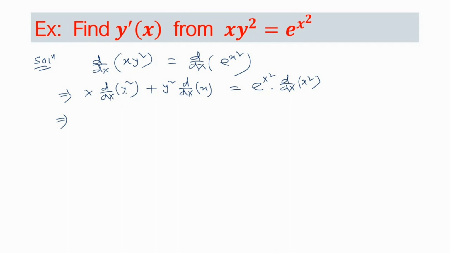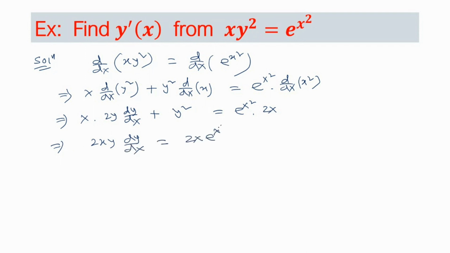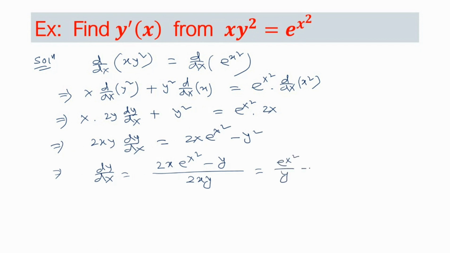So this implies here again apply the chain rule: x times 2y dy/dx plus y square is equal to e to the power x square times 2x. So now we'll simplify: 2xy dy/dx is equal to 2x e to the power x square minus y square. This implies dy/dx is equal to (2x e to the power x square minus y square) over 2xy, which we can write as e to the power x square over y minus y over 2x.